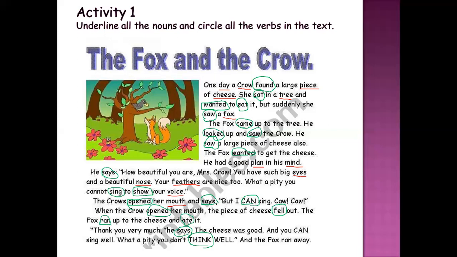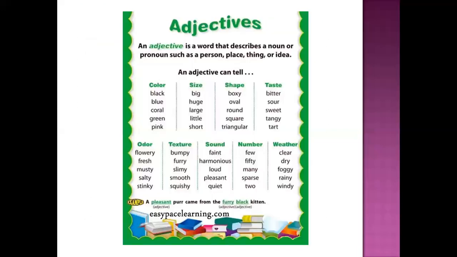Okay, children, let's move on. Next, we are going to talk about adjectives. What do you mean by adjectives? Yes, if I simply say, adjectives are noun modifiers. That means an adjective tells something more about the particular noun. An adjective is a word that describes a noun or pronoun such as a person, place, thing, or idea. And adjectives explain about the noun.